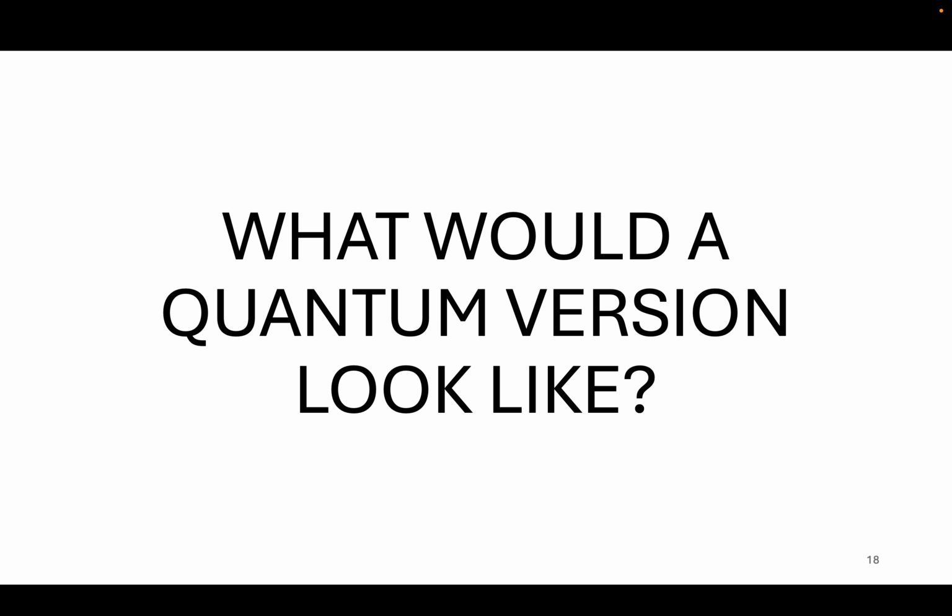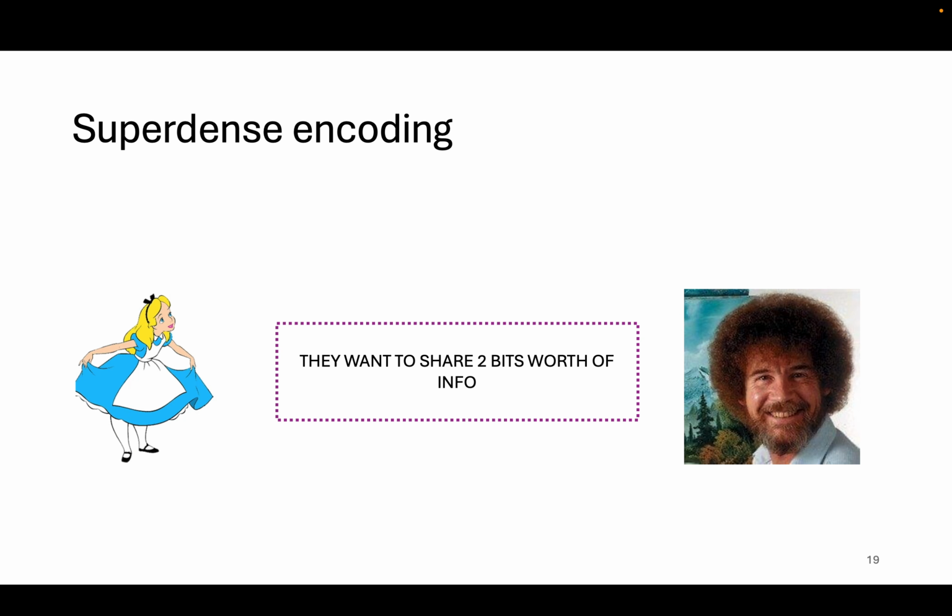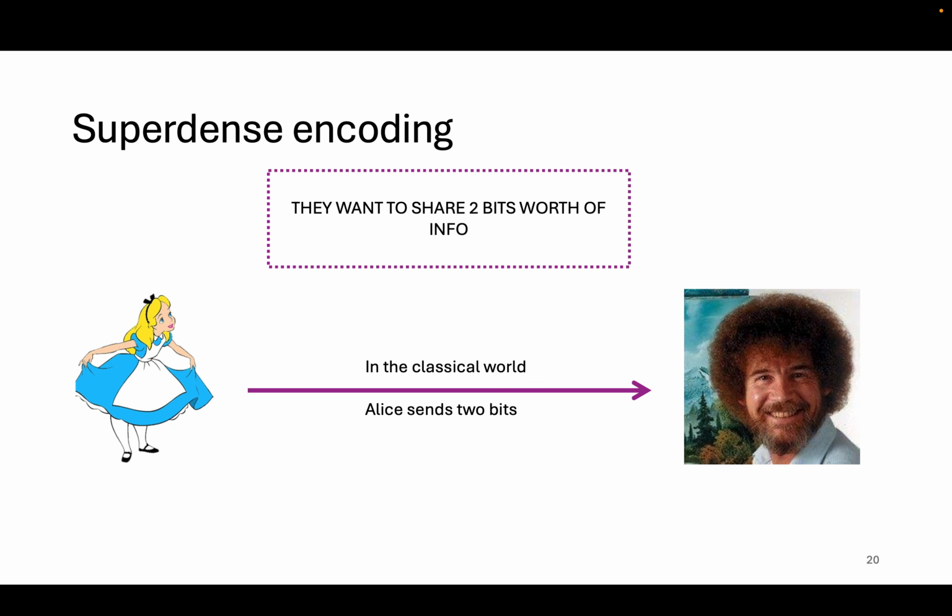Now, what would a quantum version of this primitive look like? This is the first question that we asked ourselves during the project. What we thought of first was superdense encoding. Superdense encoding is an existing quantum primitive that enables Alice and Bob, two players, to share 2 bits worth of information. In the classical world, if Alice wanted to send Bob 2 bits worth of information, she would send 2 bits to Bob.